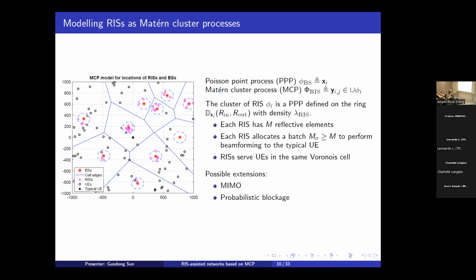All the RISes have M reflective elements, and because the RISes have to serve multiple users in the Voronoi cell, in the cell tessellation given here, each RIS allocates a batch of elements to do beamforming to one user, the typical user here. We have possible extensions, but these can be built upon the basic model. We put them at the end of the analytical part. We consider MIMO, and we consider possible probabilistic blockage cases.